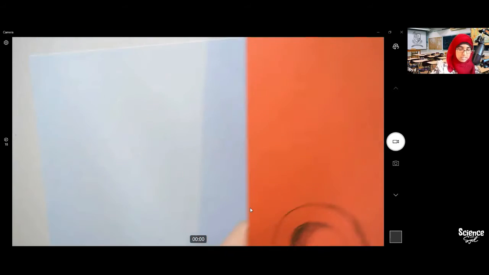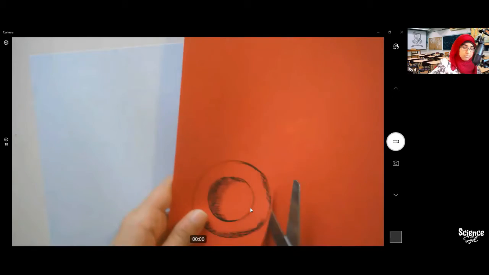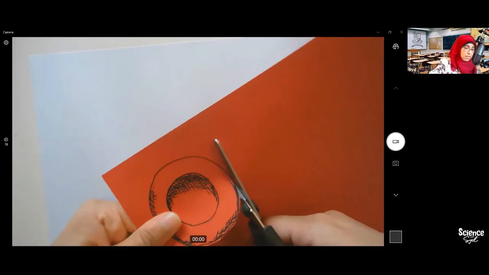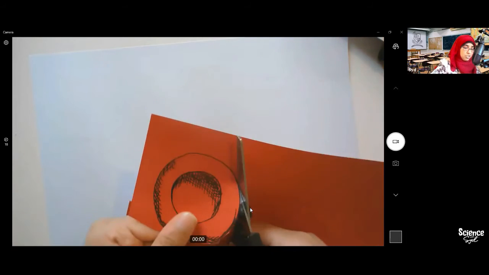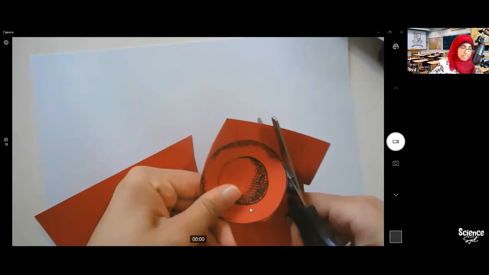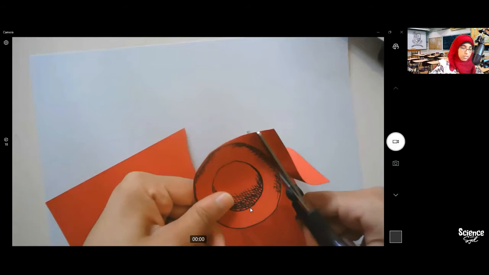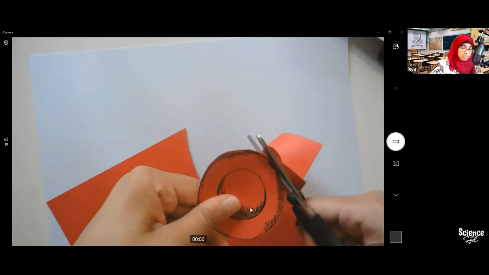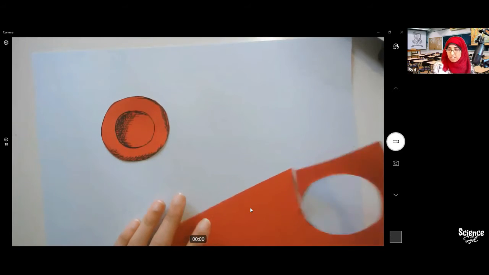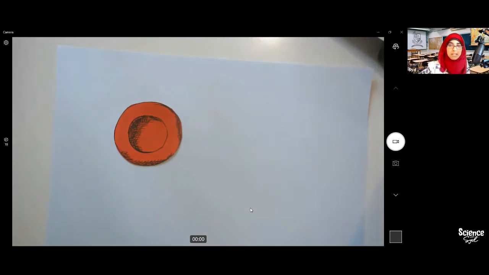Right, so I'm going to cut this red blood cell out. And we use some scissors. I'm quite impressed with how it looks. The shading has worked out quite well. And again, do share your pictures if you have completed them. I'd love to see what you guys have done. So I'm going to cut this out. And there we go. We have got ourselves a fantastic red blood cell.